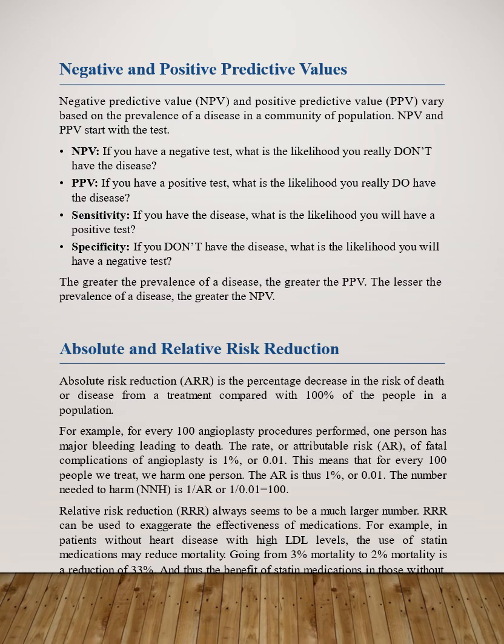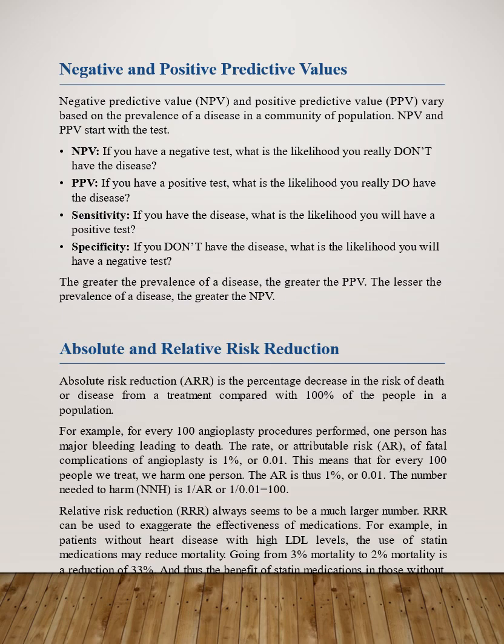NPV, the question here is, if you have a negative test, what is the likelihood you really don't have the disease? PPV, the question here is, if you have a positive test, what is the likelihood you really do have the disease? Then number 3, sensitivity. If you have the disease, what is the likelihood you will have the positive test? And number 4, specificity. If you don't have the disease, what is the likelihood you have a negative test? The greater the prevalence of the disease, the greater the PPV. The lesser the prevalence of the disease, the greater is NPV.